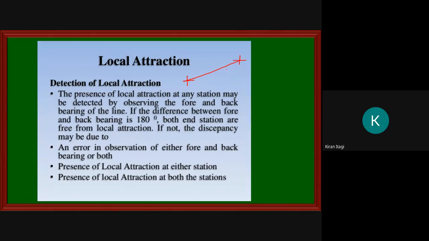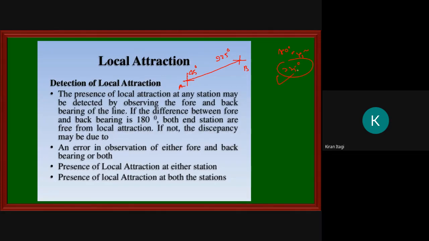This is my station A. This is my station B. The forward bearing at station A is 45 degree. Then what will be the backward bearing at station B? What will be the back bearing for 45 degree? It will be 225 degree, because 180 plus 45 degree. 225 degree.